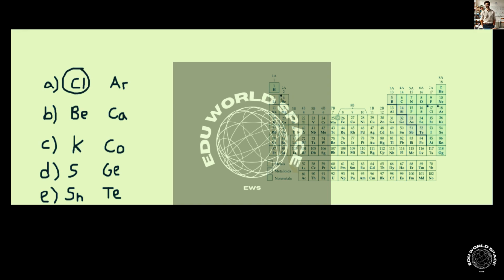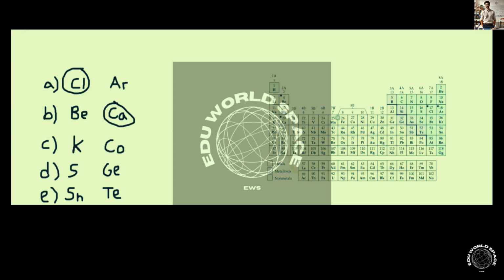And then comparing beryllium, which is 4, and calcium, which is 20. Here, beryllium's valence electrons are in the 2s orbital, while calcium's are in the 4s orbital. 4s is higher energy, farther away from the nucleus, experiences less pull from the nucleus, easier to remove those valence electrons. So calcium would have the lower first ionization energy.